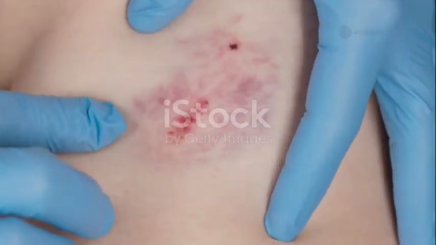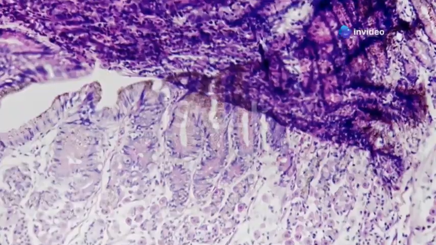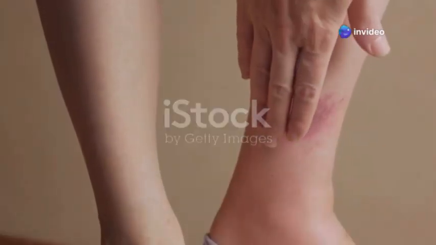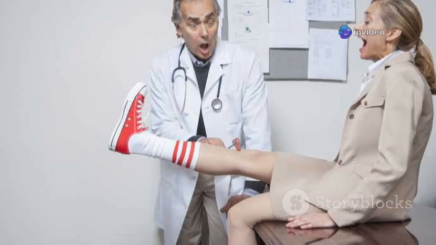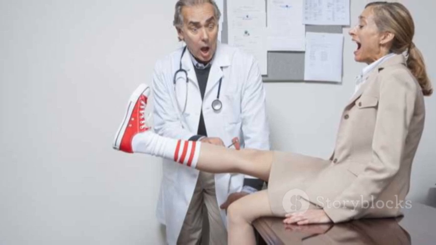Let's begin. Cellulitis. It is a common bacterial infection affecting your skin. It specifically targets the deeper layers of the skin. These layers are known as the dermis and subcutaneous tissue. This infection can also involve the tissues beneath the skin. While cellulitis can appear anywhere on your body, it most frequently occurs on the lower legs.